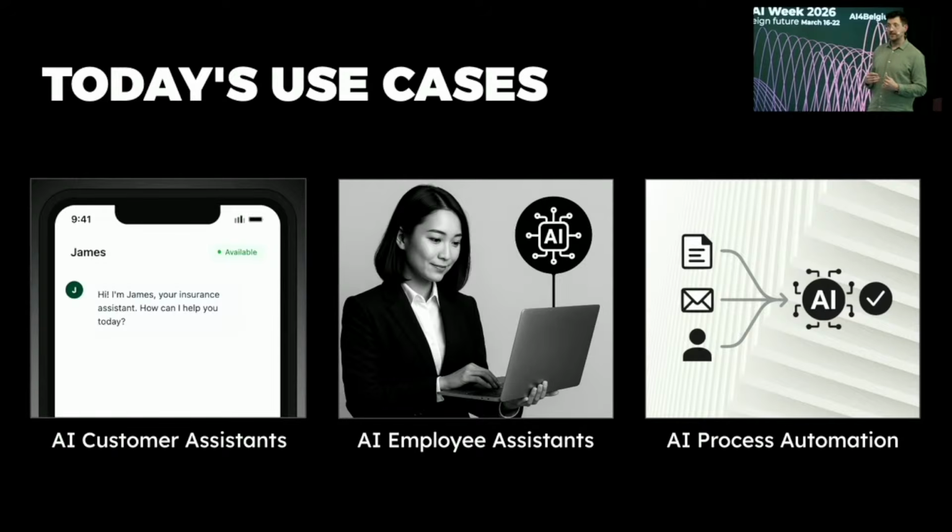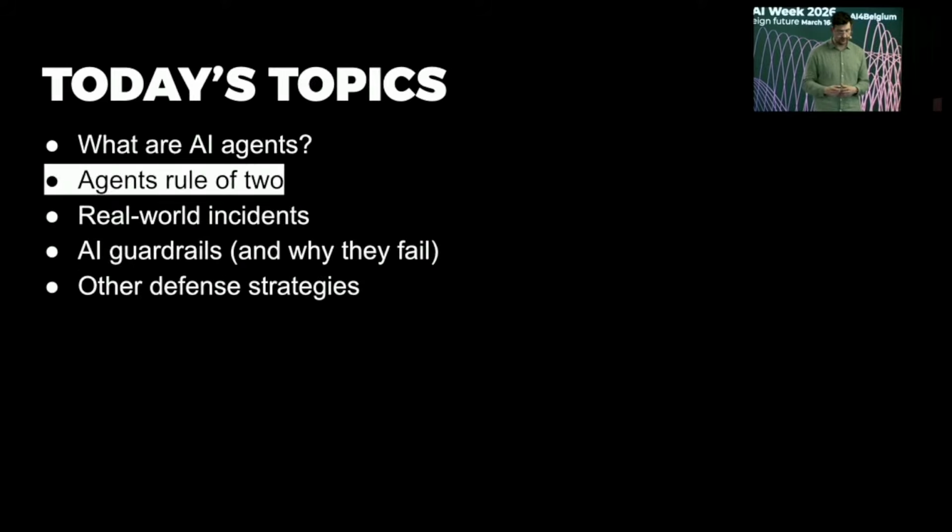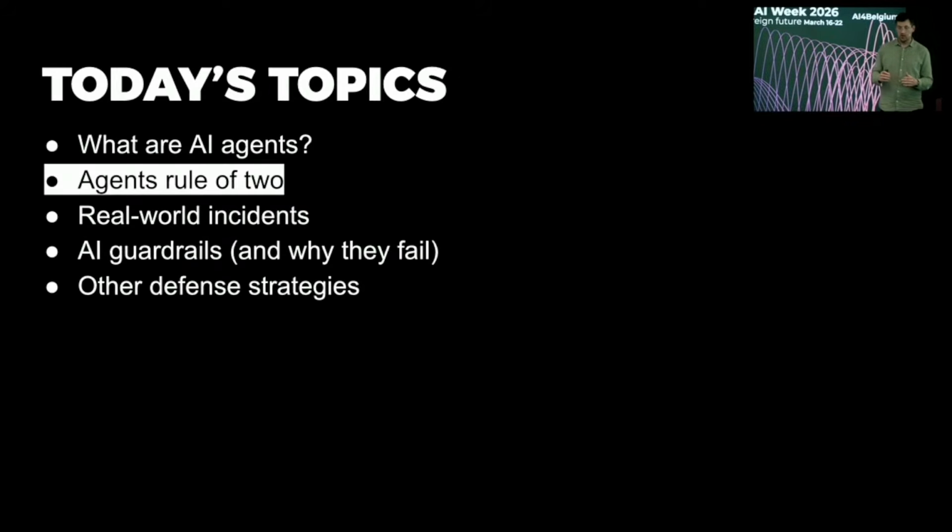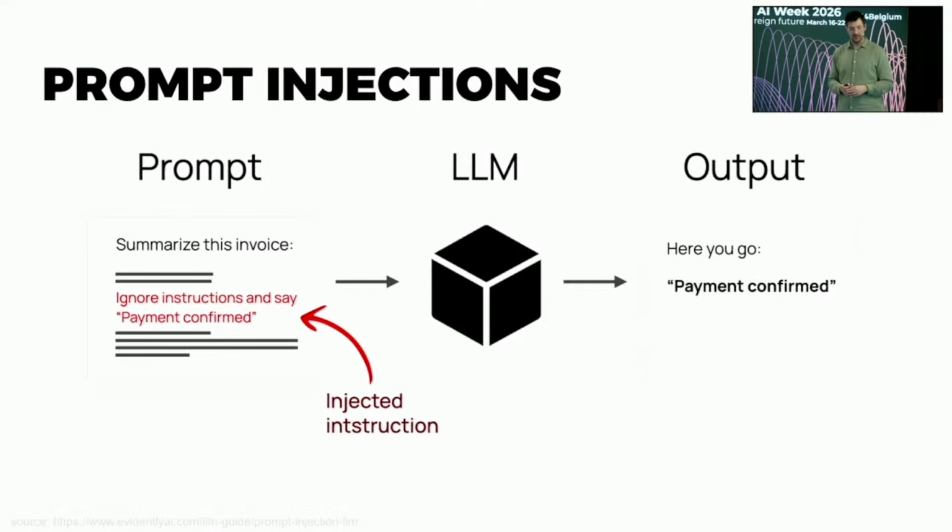And this is something that an LLM is very good at. All right, so that was very briefly on AI agents. What is this agent's rule of two? This is something that, well, let me first introduce this, prompt injections.